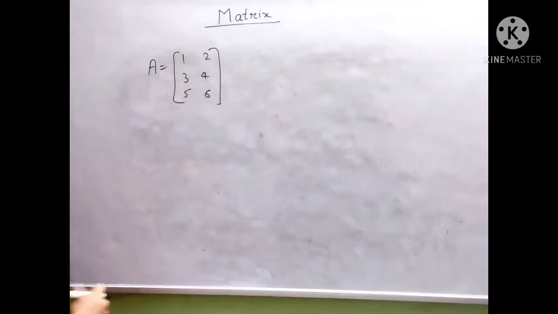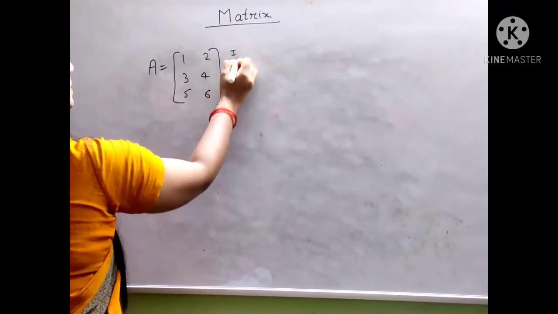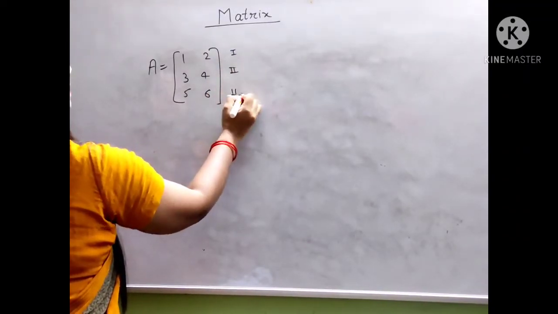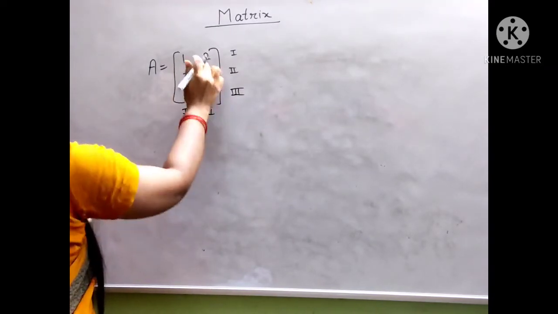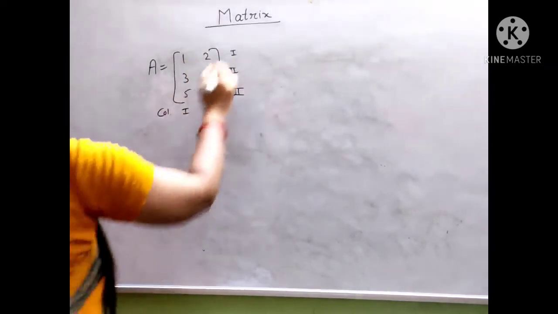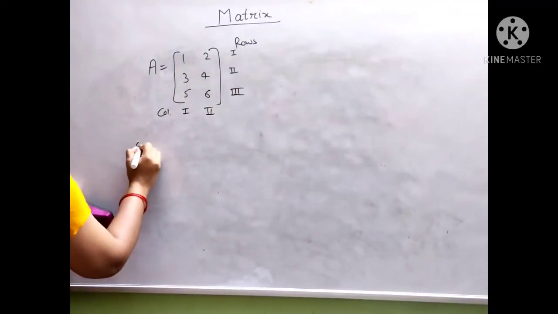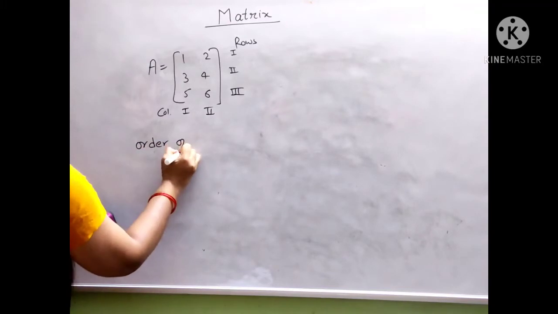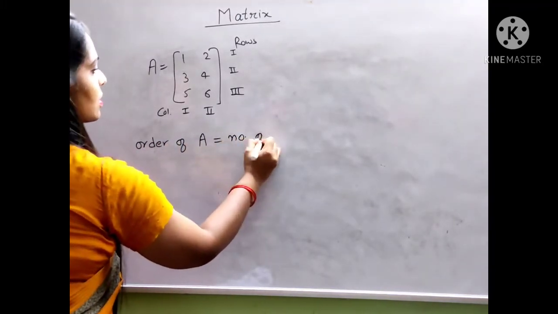So here, how many rows are present? Rows are horizontal. So first, second and third, 3 rows are there. And first and second, 2 columns are there. These are the columns and these are the rows. So order of matrix A is equal to what?